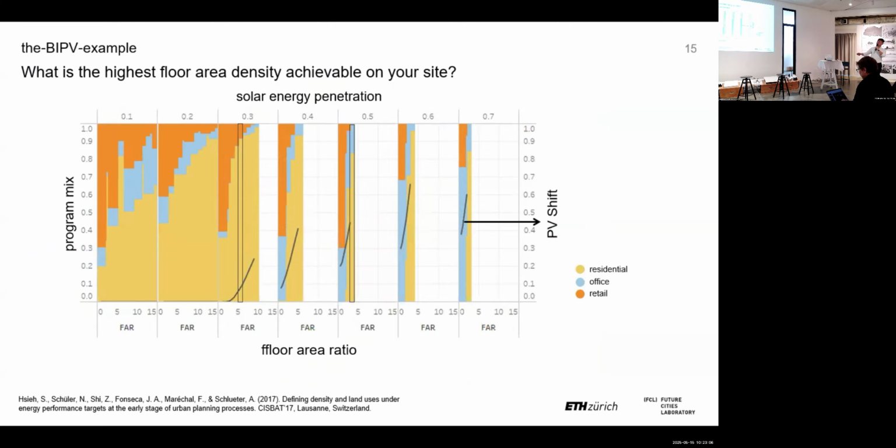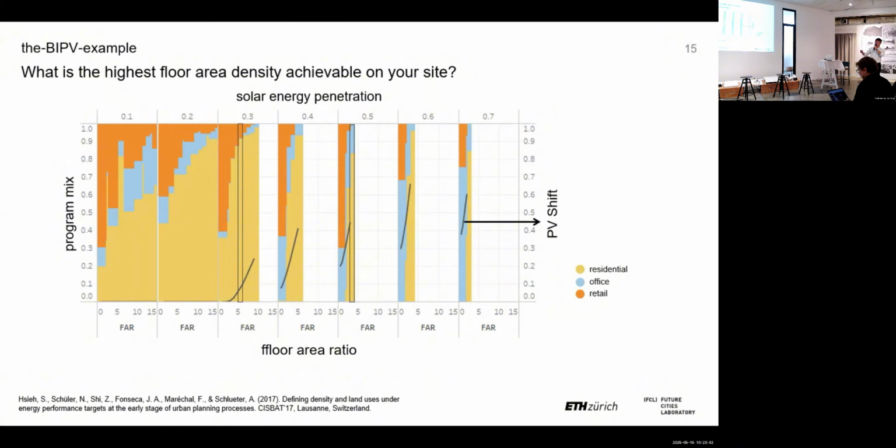And we did analysis for this particular site, and the highest achievable solar energy penetration, if you look at this axis, will be around 70%. And if you can lower your standard, let's say if you only want to reach 30% of solar energy penetration, and you see this chart, you can build as dense as reaching almost FAR equals 10. And the color represents the mixes of different use types and the ratios.